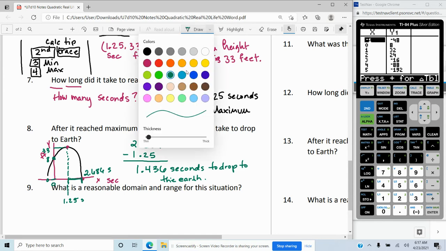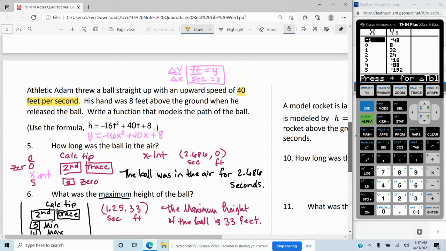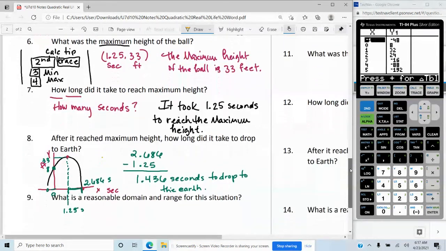For the same reasons as we had discussed before, it just really doesn't make any sense to have the, what was it? It was a ball, right? That goes through the earth. No, that doesn't happen. And then also he can't throw in negative time.